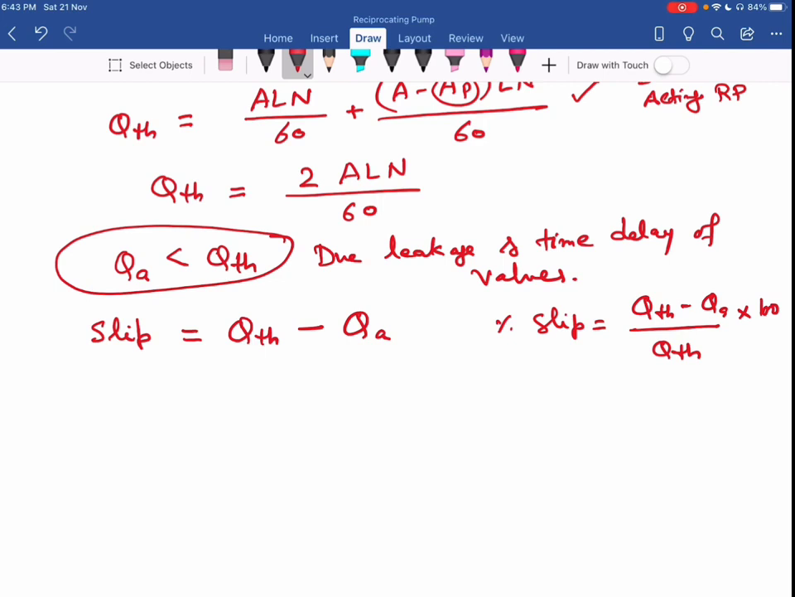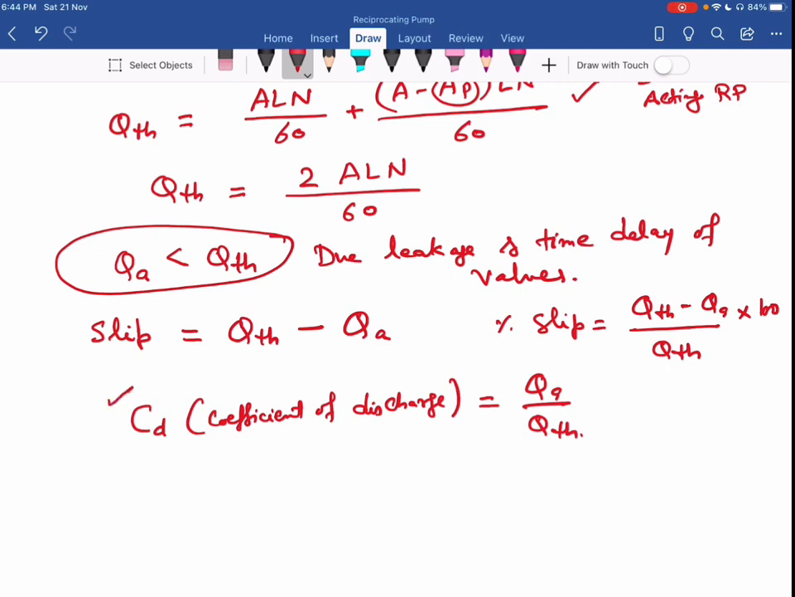Okay. Then my coefficient of discharge, that is CD, equals Q actual divided by Q theoretical. The value of CD for a reciprocating pump lies between 0.95 to 0.98. And normally for a good condition pump, the percentage slip is 2%. So up to 2% percentage slip, we can say the pump is in good condition.